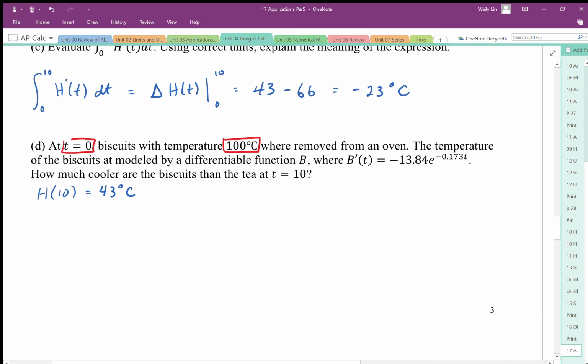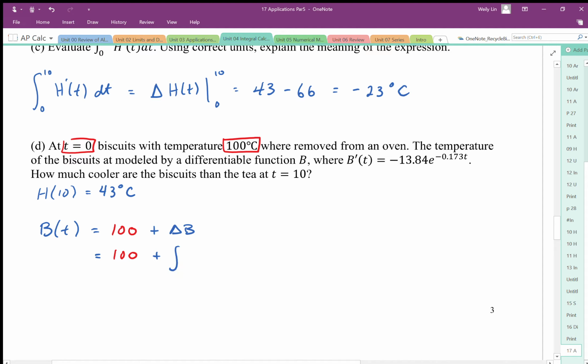So if I want to come up with my equation for B, it's going to look like this. B as a function of t is equal to, I need to start at 100 degrees Celsius, and then I'm going to add the change in B, which is going to be determined by the area underneath that curve. So it's going to be equal to 100 plus the integral from t equals 0.